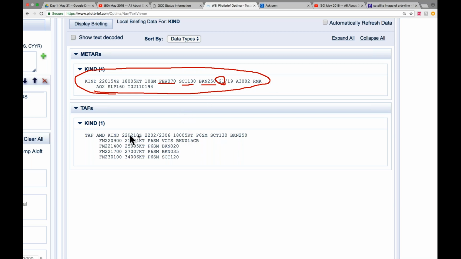I'd also look here in the TAF and look at what's going to be happening in the near future. Okay, right now it's like 3Z. This isn't supposed to be happening until 9Z. Okay, 9Z.